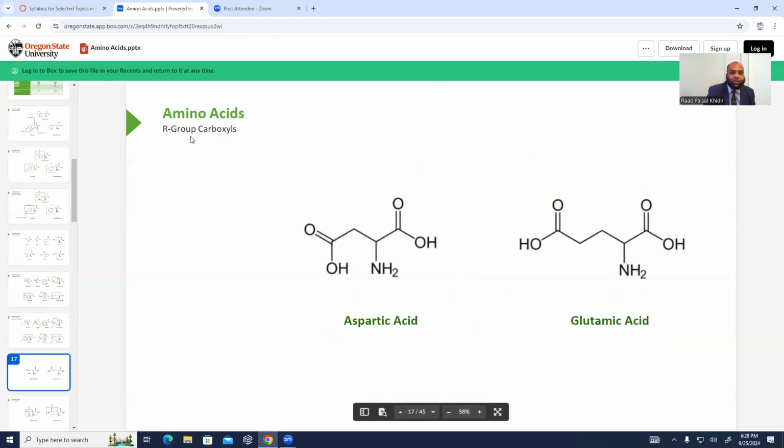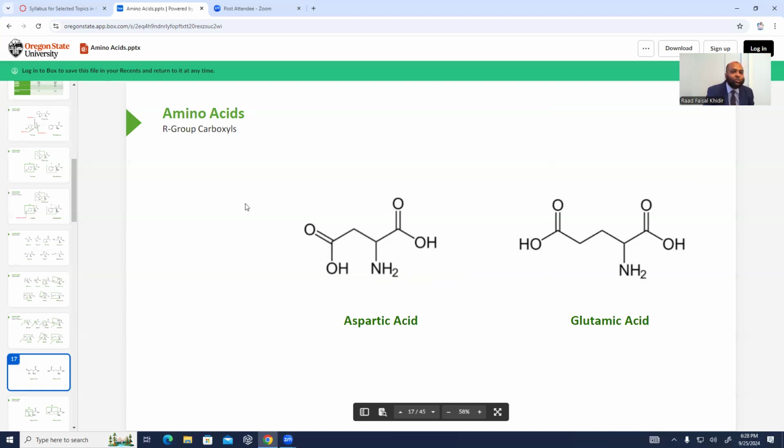These are R groups that have a carboxyl. So who's the R group here? What is the R group? This one, because that's my alpha carbon. What is that? Alpha amino. And what is that? Alpha carboxyl. These R groups have an OH.